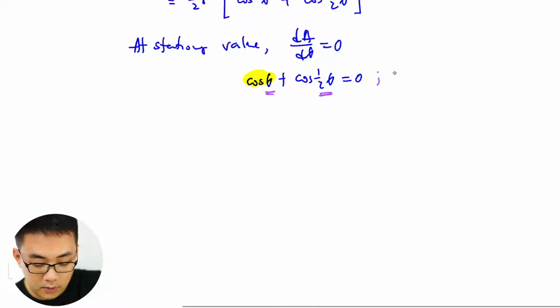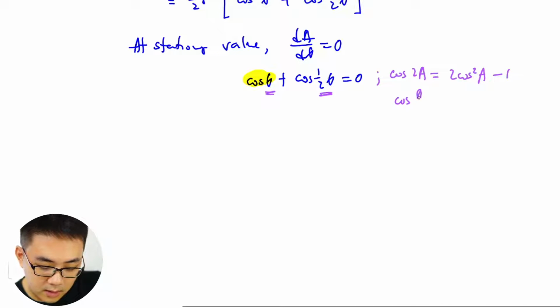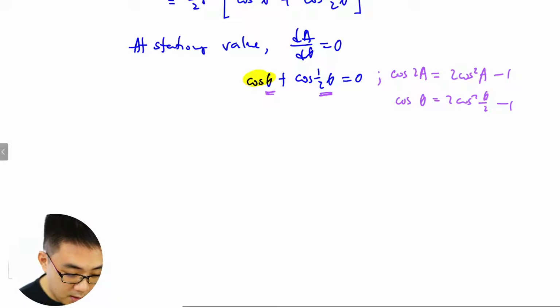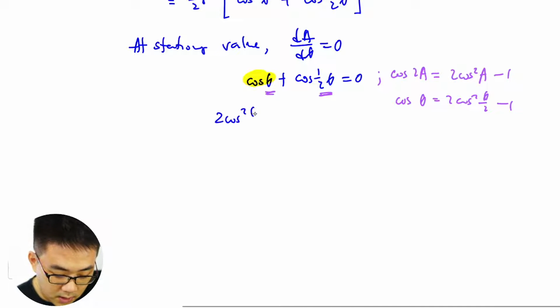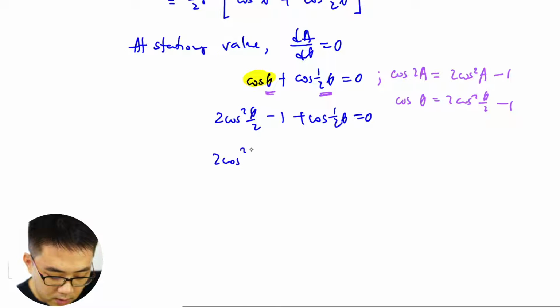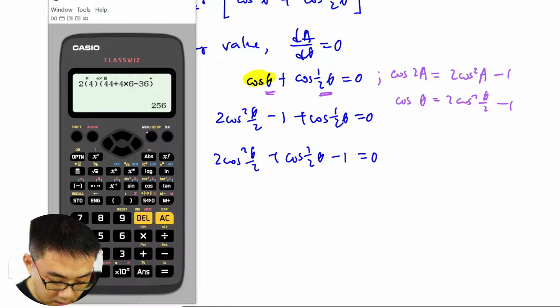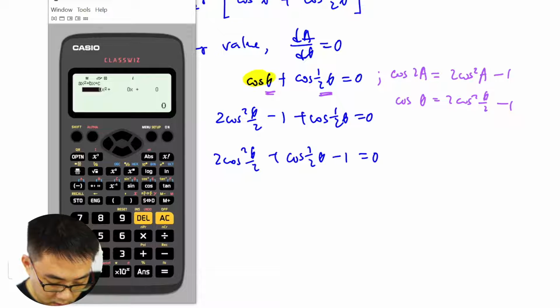I think what we're going to do is just use cosine 2A equals 2 cosine squared A minus 1. Another way: cosine theta equals 2 cosine squared theta over 2 minus 1, when A is theta over 2. This will give us 2 cosine squared theta over 2 minus 1 plus cosine half theta equals 0. This is a quadratic expression, so I'm not going to explain too much here. I'm going to use the GC calculator, polynomial 2, 1, negative 1.